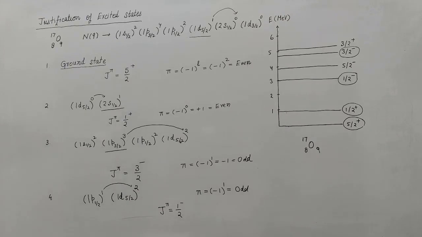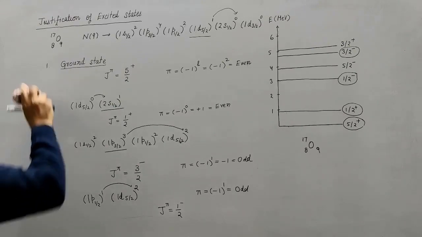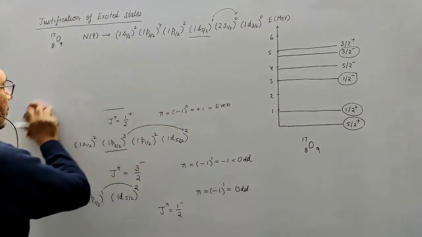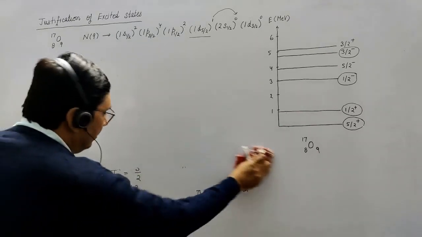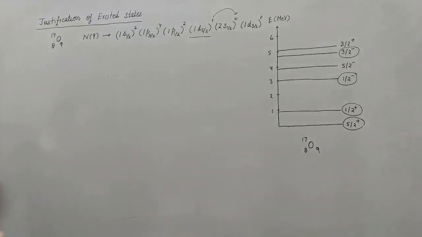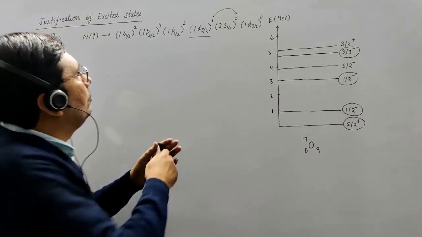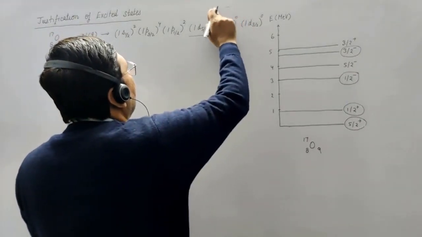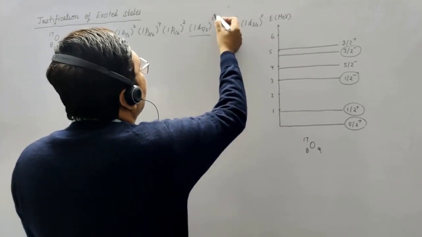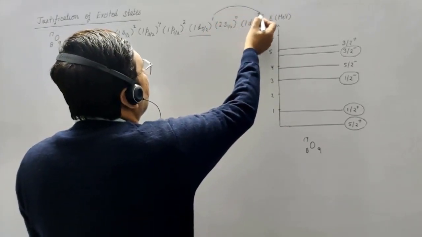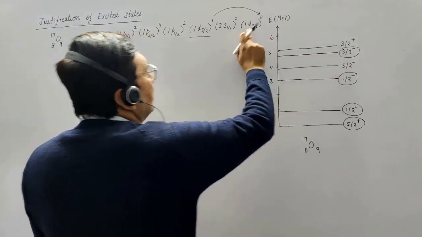Now we are left with two other excited states. So we will focus on these two excited states. How can we get them? Next is the fifth one. How can we obtain another excited state? What type of transition will be required? If one unpaired neutron which is here jumps from here to here, then we can get this 3 by 2 plus excited state.